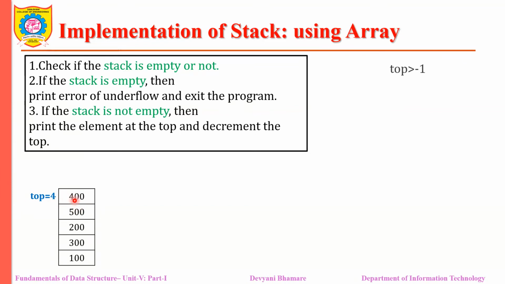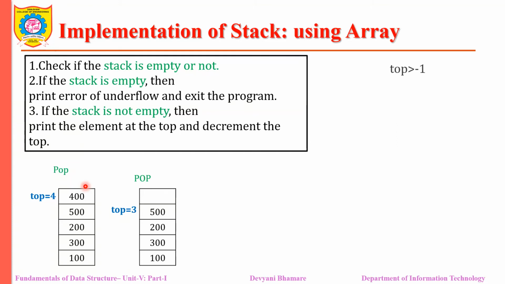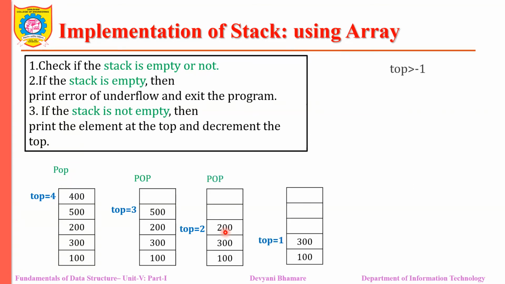Let's see. Assume that our stack top is 4 and when we say pop, what does pop do? The element pointed to by top will be deleted. We say that 400 is deleted and then decrease top by 1. Again we perform pop. Then top is 3. 3 is greater than -1, yes, so the stack is not empty. So we can delete this 500 and top is decreased by 1. Now the stack top is pointing to 200, meaning it contains the index of the 200 value, that is, top is 2. Then we say pop again, that element is deleted and top is decreased by 1.